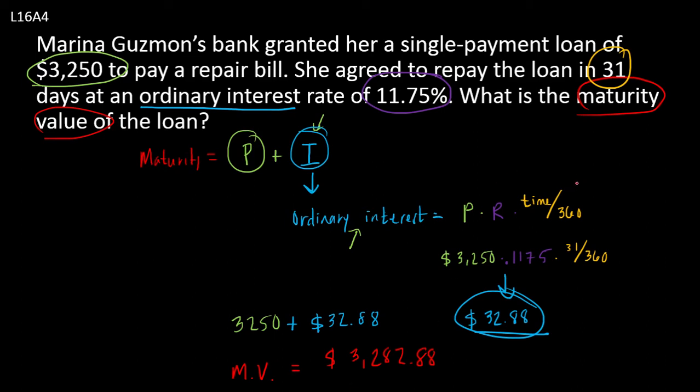You just need to remember that rather than just multiplying by time represented as a year, we multiply by time represented in days and divide by 360.